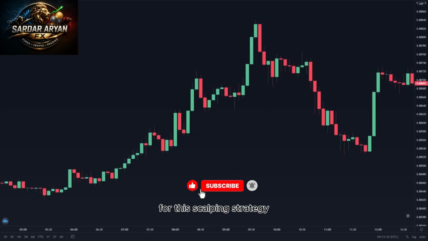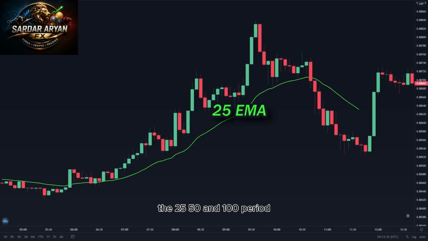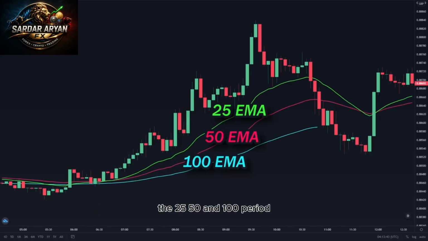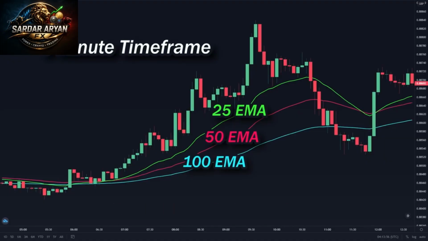For this scalping strategy, I'm using three types of exponential moving averages, the 25, 50, and 100 period. And I'm going to be using the 5-minute time frame. So this is how the strategy works.